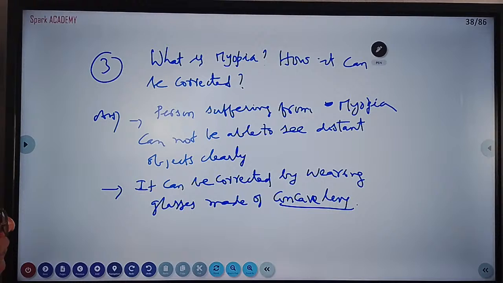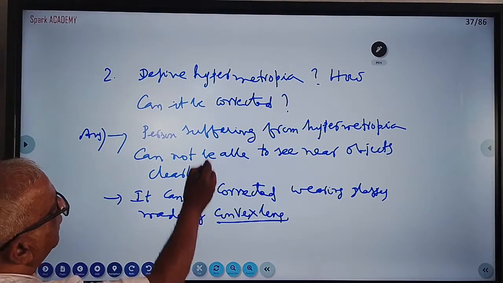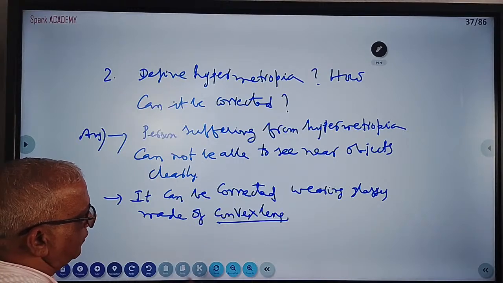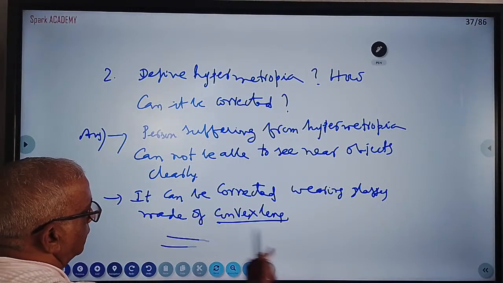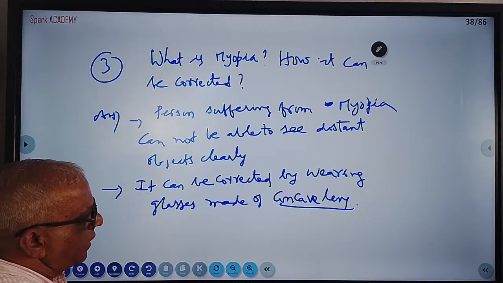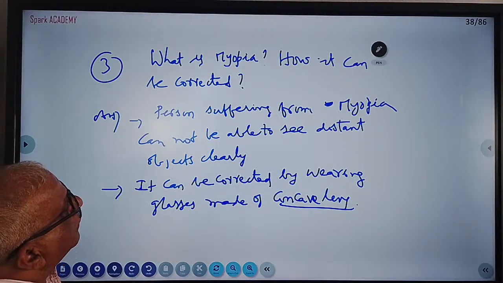Myopia means short-sightedness. A person suffering from this, it will form before the retina. Sorry, in the previous question, I will tell you once, it will form beyond the retina, and to correct this, a convex lens is used. Here it is formed beyond the retina.